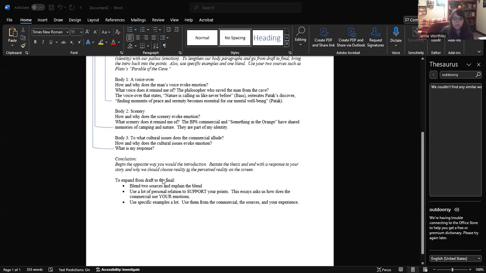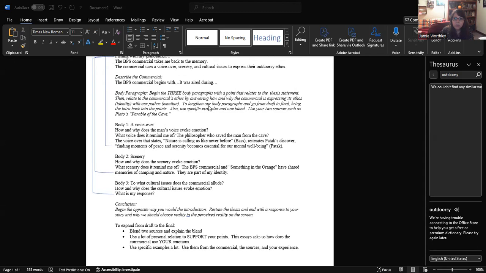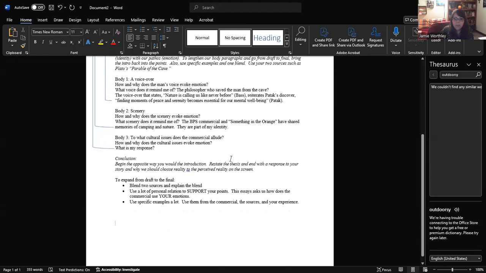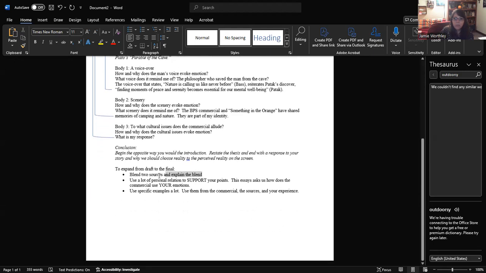So to expand from the draft to the final, blend 2 sources and explain that blend. So here I have my 2 sources and explain that. I'm right here. So the voiceover that states nature is calling us like never before reiterates Patak's discovery, finding moments of peace and serenity become essential for our mental well-being. What do I mean by that? Why did I say that? So blend at least one 2 sources and explain the blend.